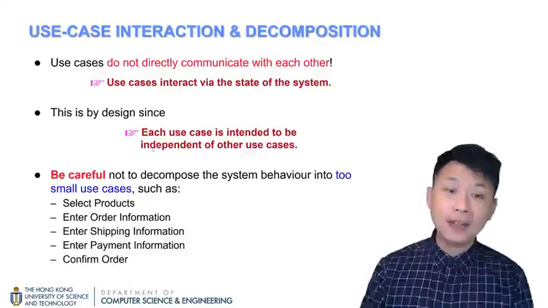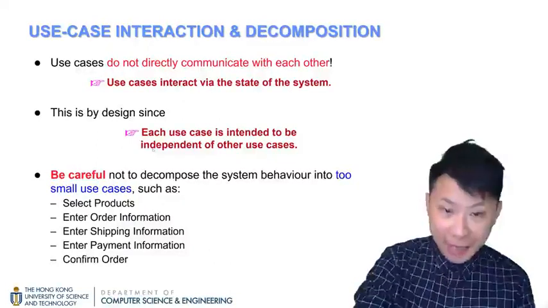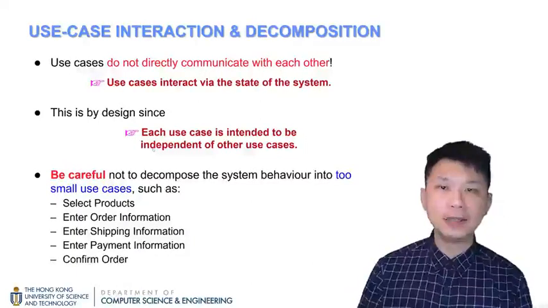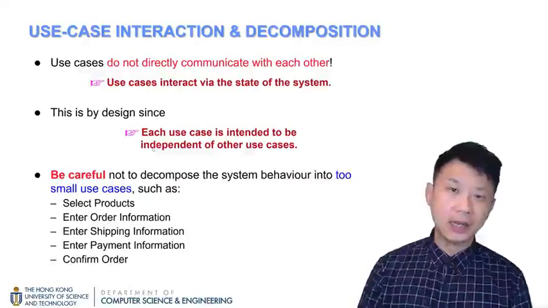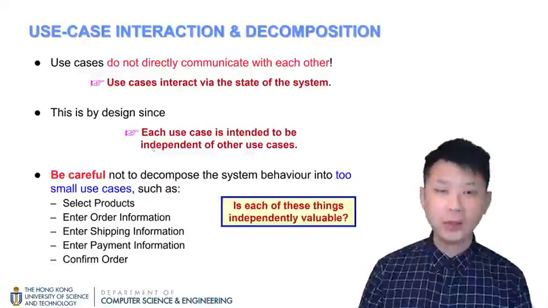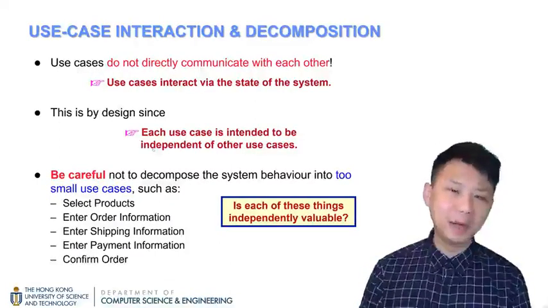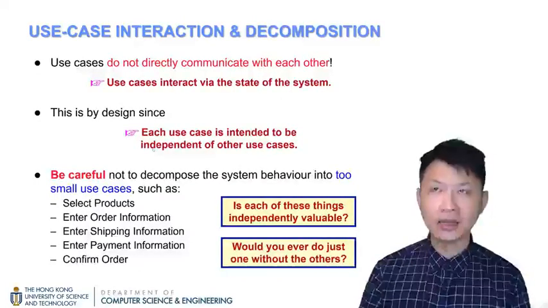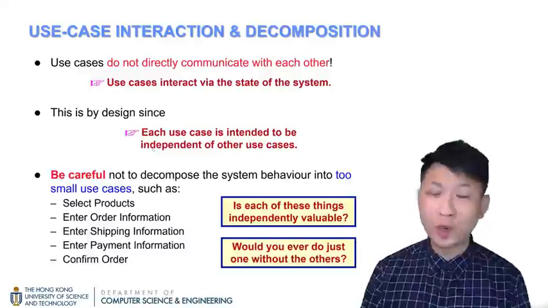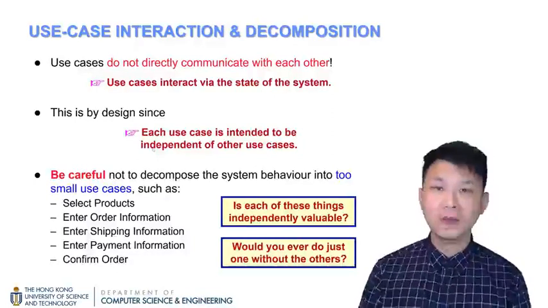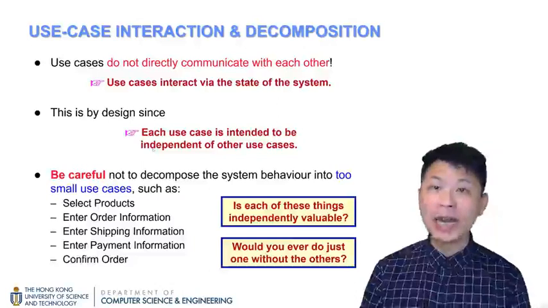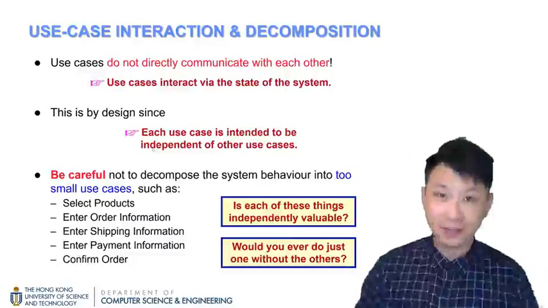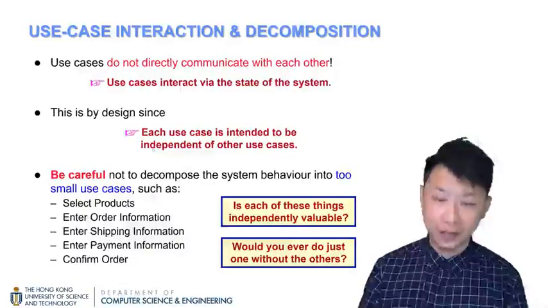So to avoid that, we have to make it a more complete story. So we have to group them together, and then we may just have one single but larger use case, which is like placing order. So when you come up with use cases, you have to think about whether those small use cases are really independent of each other. And also think about, would you ever do just one thing without doing the others? If you have to do all the things together anyway, then why don't you group them together as a larger use case? And that's all I want to cover in this lecture.